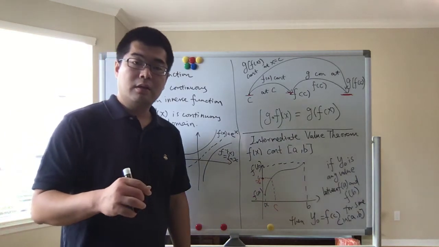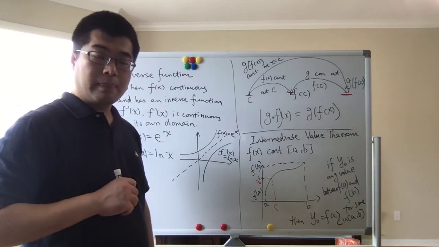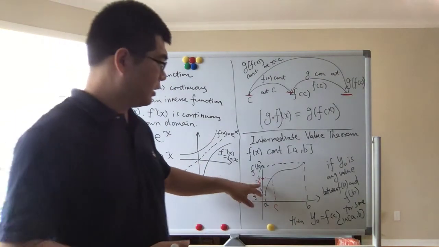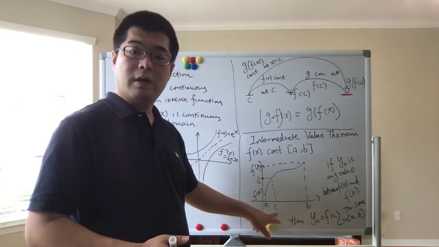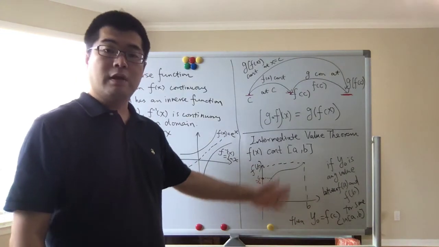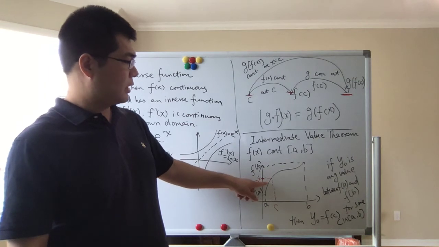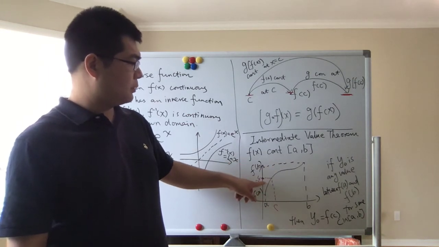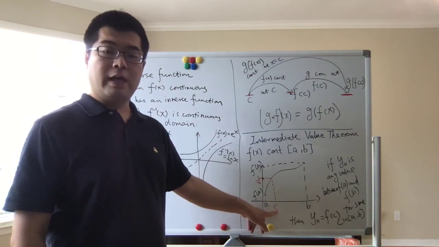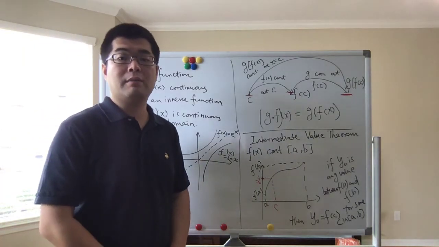Then there must exist at least a number c on the interval from a to b, such that y0 equals f of c, okay, equals f of c, right? So you can see from this graph that this is very, very clear, right? You take any value between f of a and f of b, and correspondingly there's going to be a value of c on this interval, and f of c equals this y0. That's a brief idea about the intermediate value theorem.